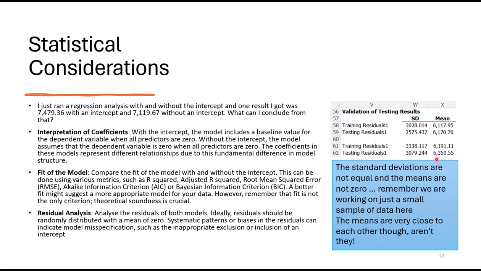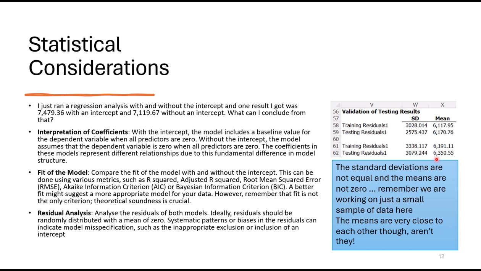I just ran a regression analysis with and without the intercept, and one result I got was 7479.36 with an intercept and 7119.67 without an intercept. So what can I conclude from that? With the intercept, the model includes a baseline value for the dependent variable when all predictors are 0. And without the intercept, the model assumes that the dependent variable is 0 when all predictors are 0. The coefficients in these models represent different relationships due to this fundamental difference in model structure.